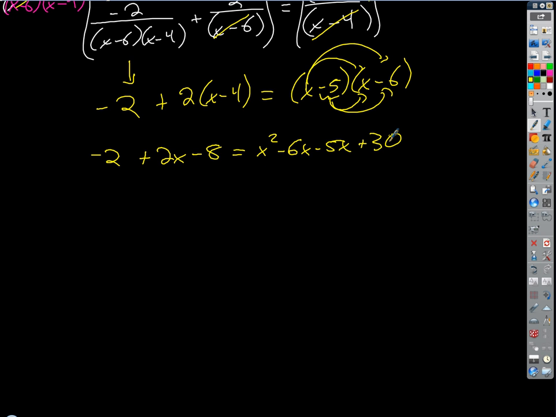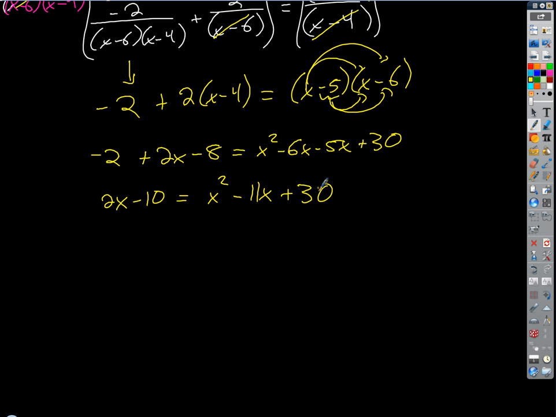Elliot, let's combine like terms. Anything over here I can add up? I have a 2 and... okay, good, so I'm going to get 2x minus 10, right? How about over here? The 5, 6, and... okay, so x squared, what's negative 6x, negative 5x? Negative 11. There you go. Plus 30, good.